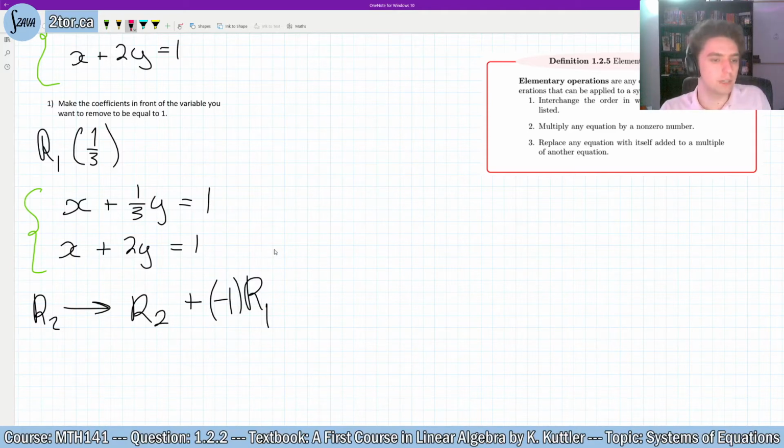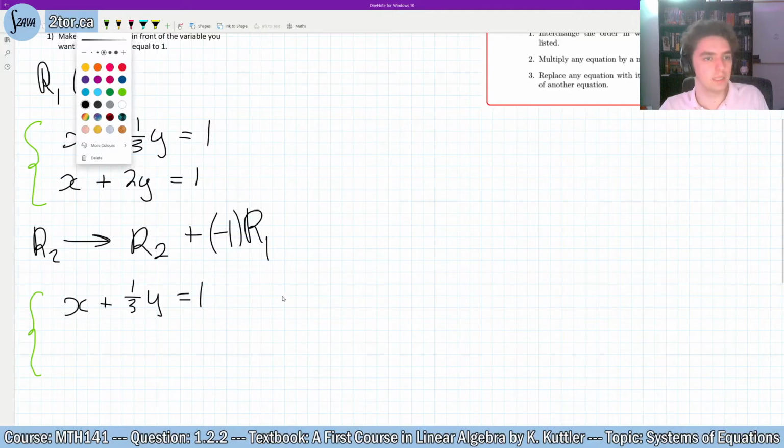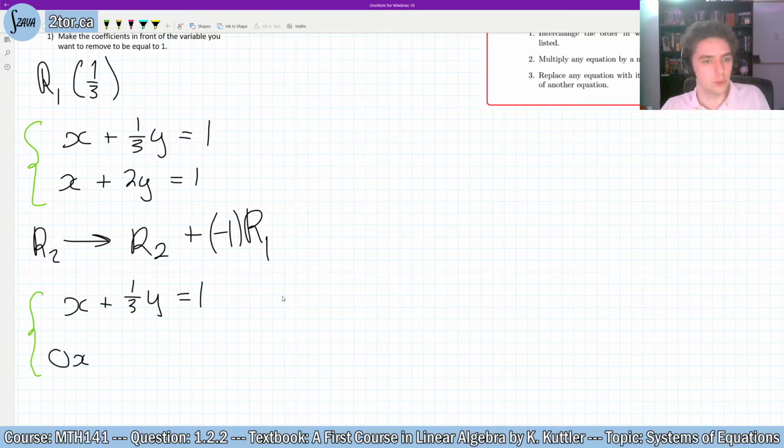For each variable here, do this operation. So x minus x is going to be 0x, right? Our first equation is going to stay the same: x plus 1/3 y equals 1. Our second equation, which is what's being replaced here, is being replaced with x minus x, which is 0x, 2y minus 1/3 y, which is 1 2/3 y, which is going to be 5/3 y. So plus 5/3 y equals 1 minus 1, which is 0.